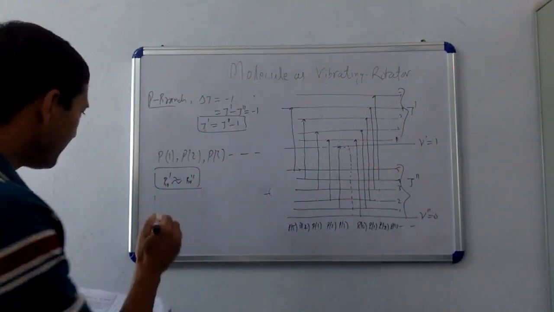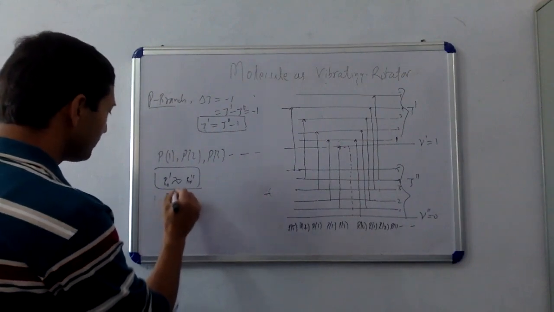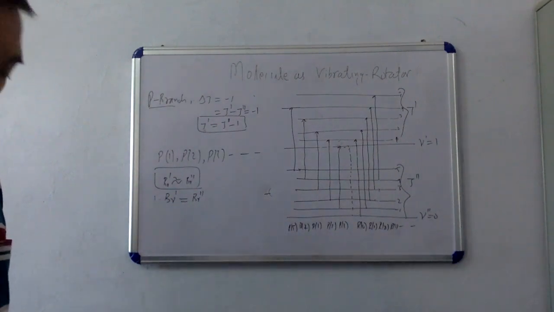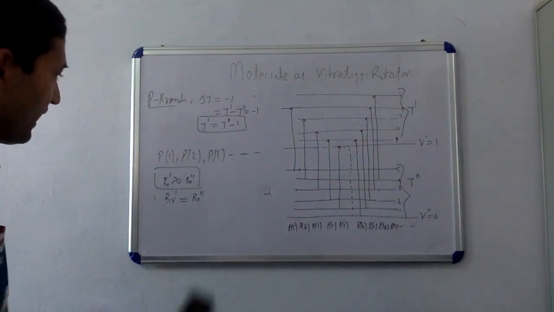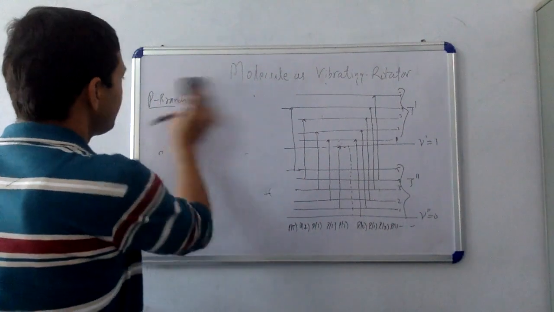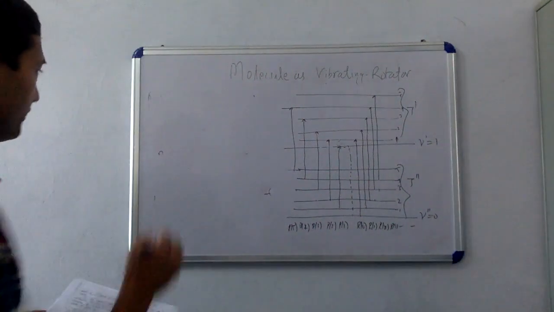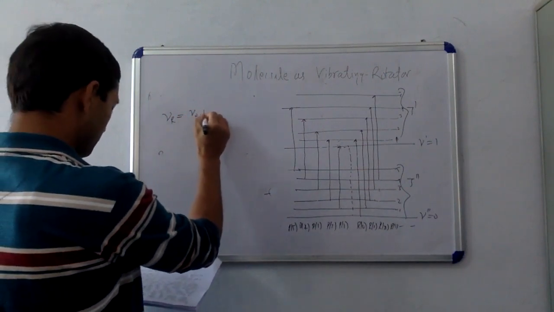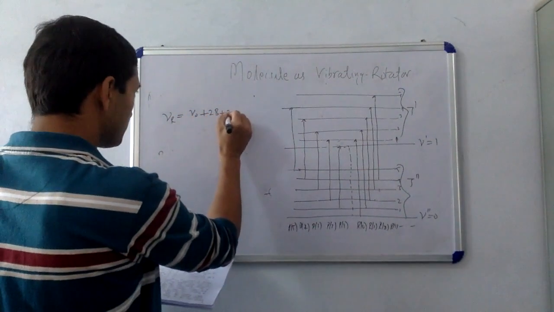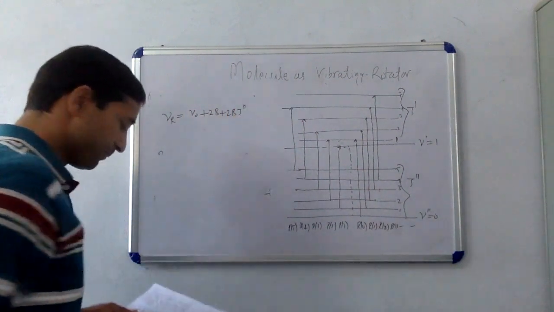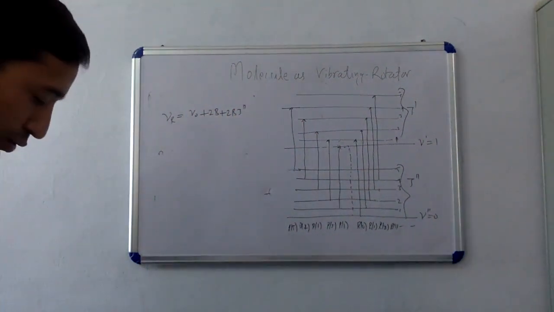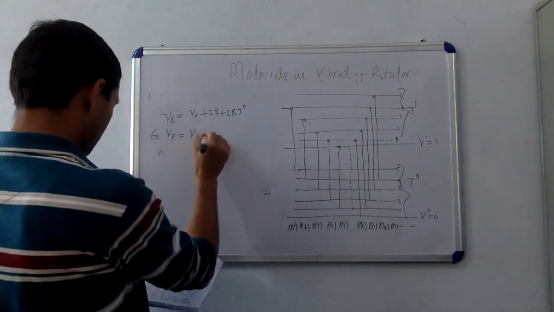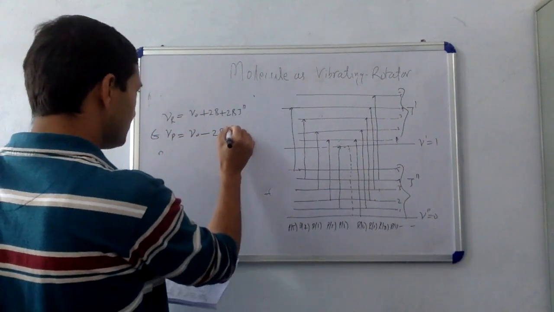Now if we ignore this and take B nu prime equal to B nu double prime, the interaction is independent, then simply the R branch and the P branch you can represent with the help of this: nu R is equal to nu naught plus 2B plus 2B J double prime from equation number 1 and 2, and nu of P is equal to nu naught minus 2B J double prime.